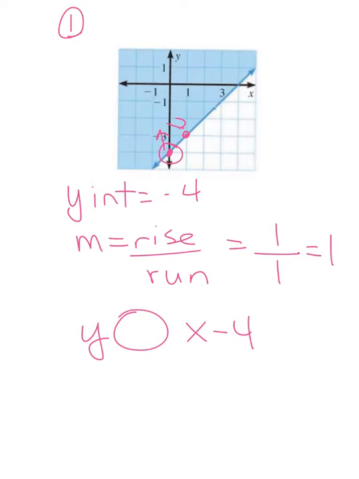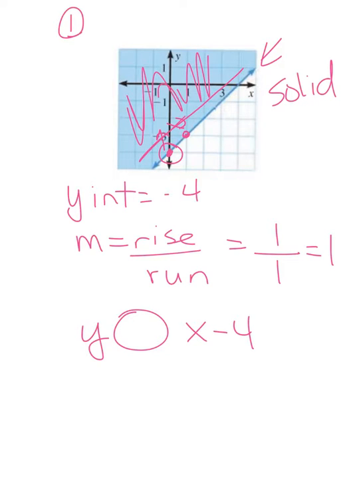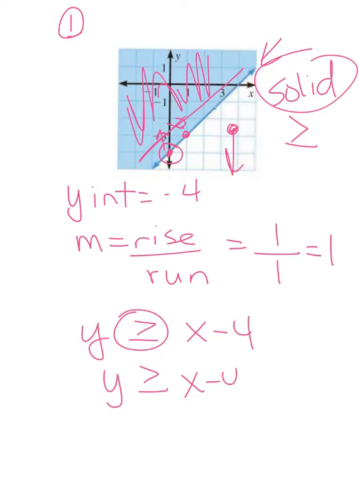I notice that I have a solid line. That's going to be important when I write my inequality symbol. And I notice that my graph is shaded above. This piece right here is above. Remember the marble test. If the marble was on that side, it would stay above this line. If the marble happened to be on this side, it would drop to the bottom, so that's considered below. Because it's above, I know it's greater than. Because it's a solid line, I know my symbol is greater than or equal to. So I'm just going to substitute that in. I have y is greater than or equal to x minus 4.